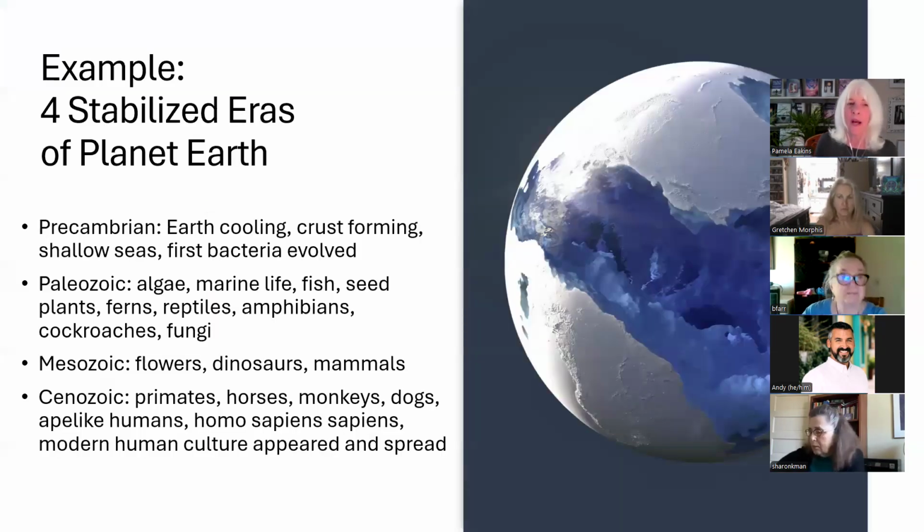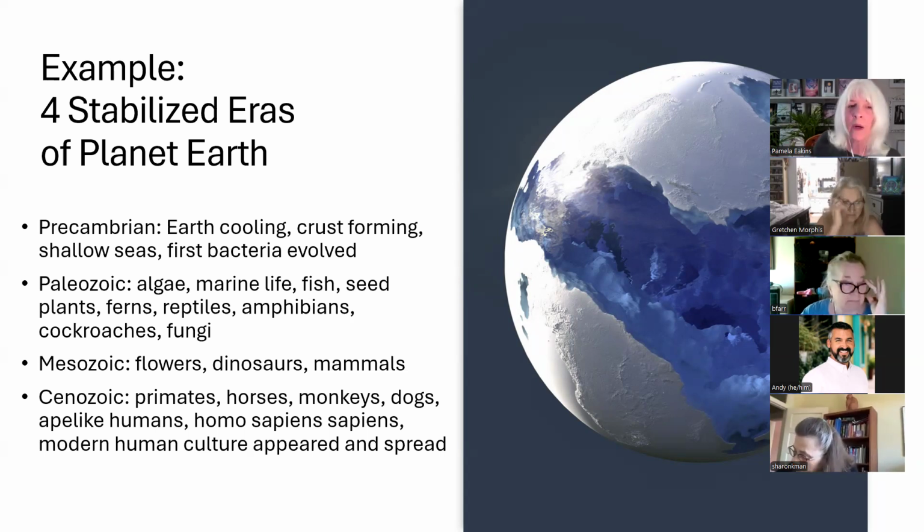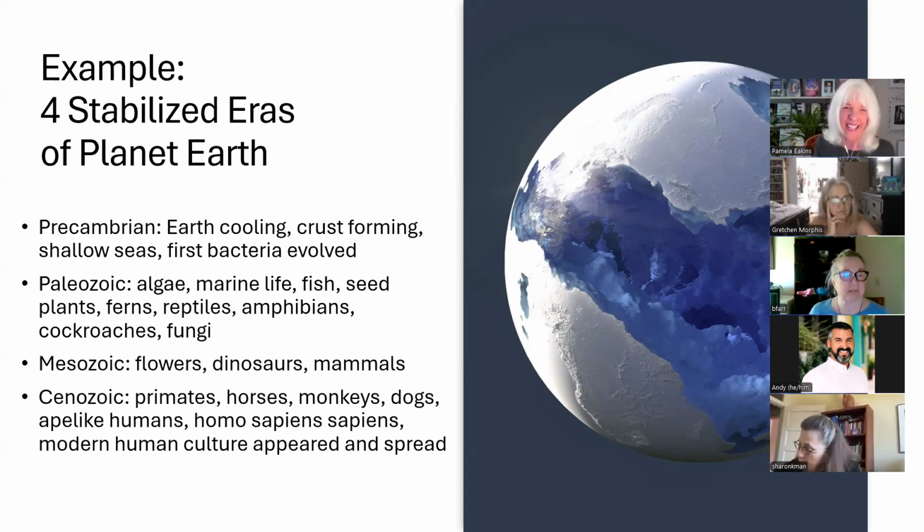Okay, here are four stabilized eras on the planet Earth: the Precambrian, Paleozoic, Mesozoic, and Cenozoic. In the Precambrian period, Earth was cooling, the crust was forming, there were shallow seas, and the first bacteria evolved and started to create life forms. Paleozoic era: algae emerges, marine life, fish, seed plants, ferns, reptiles, amphibians, cockroaches, a big part of it, I like that, and fungi. So here comes all this life in the Paleozoic period.